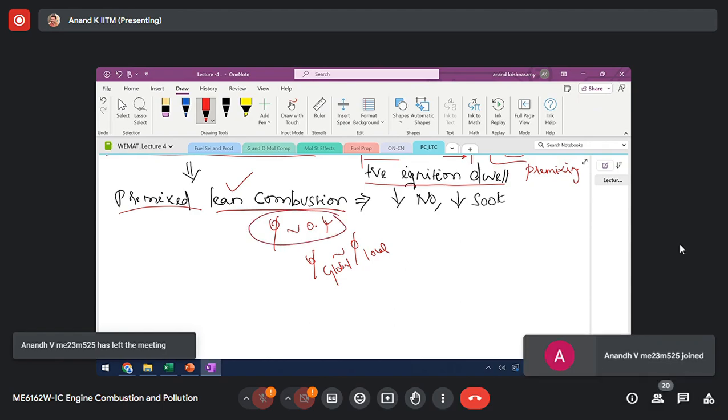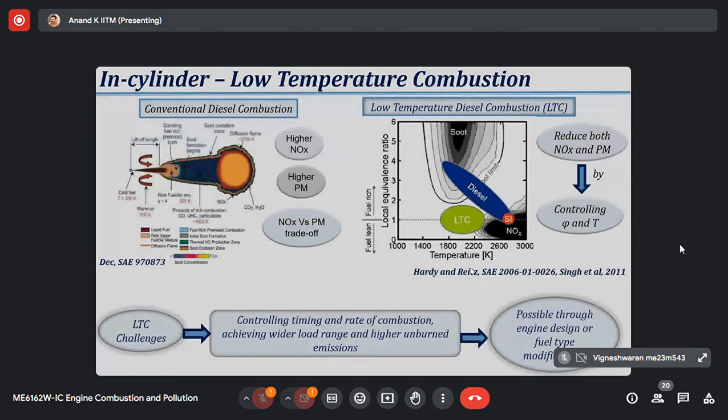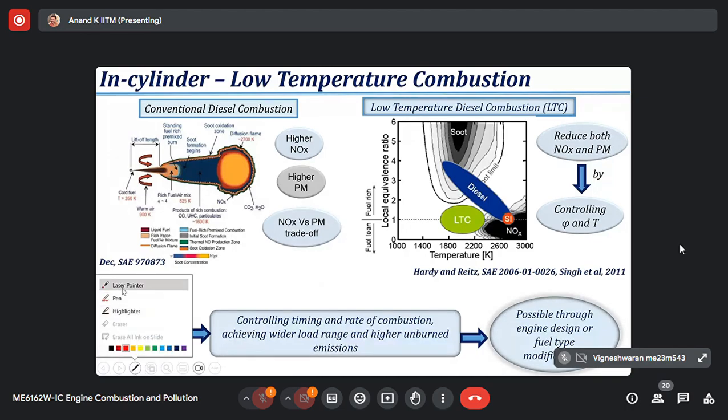Since you have an overall global value of lean, 0.4, the local value will also approach that because I am doing pre-mixing. Because of this, you will be able to run the engine in this domain of equivalence ratio and temperature, wherein local equivalence ratio is well below 2. You are not forming soot. Temperature will be less because you have excess air, pre-mixed fuel air with very high excess air level. Equivalence ratio is only 0.4, so temperature will come down below this threshold value. You will be able to eliminate NOx formation and soot formation.